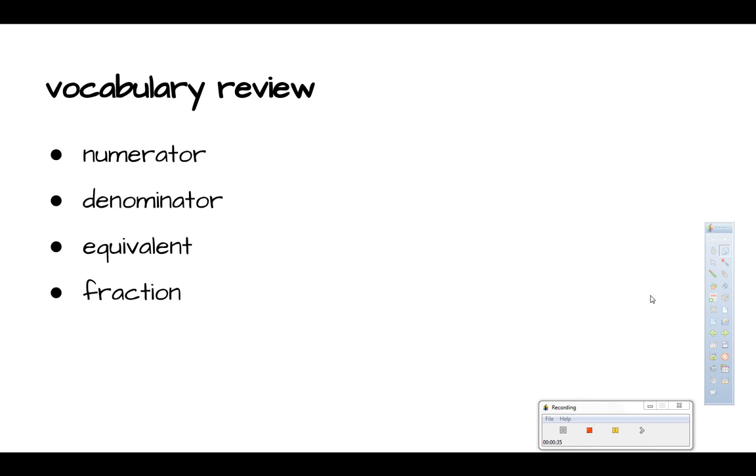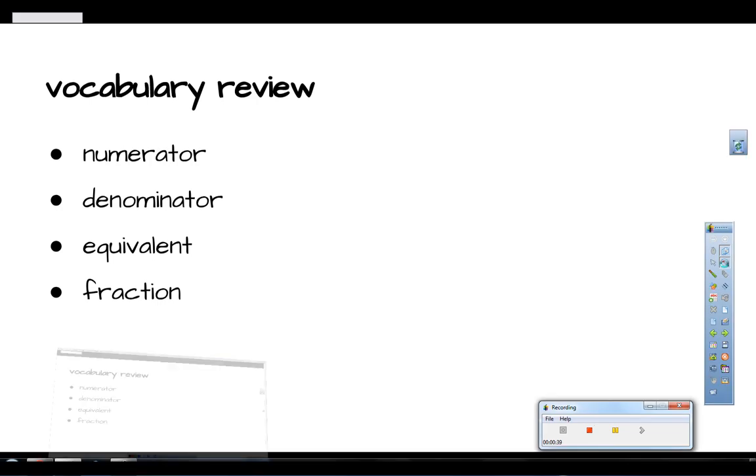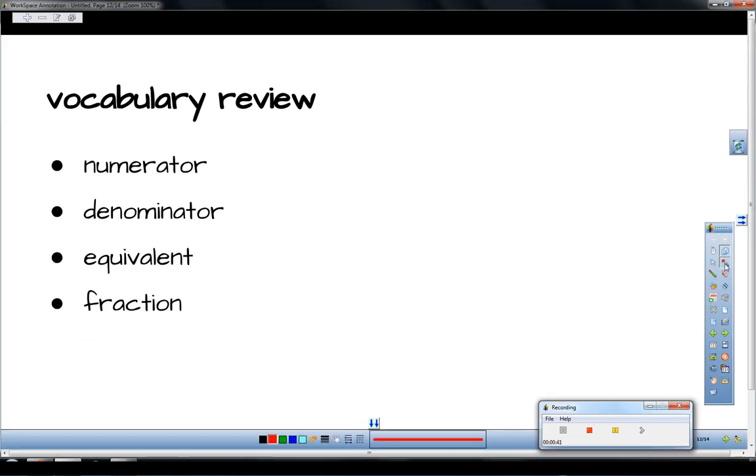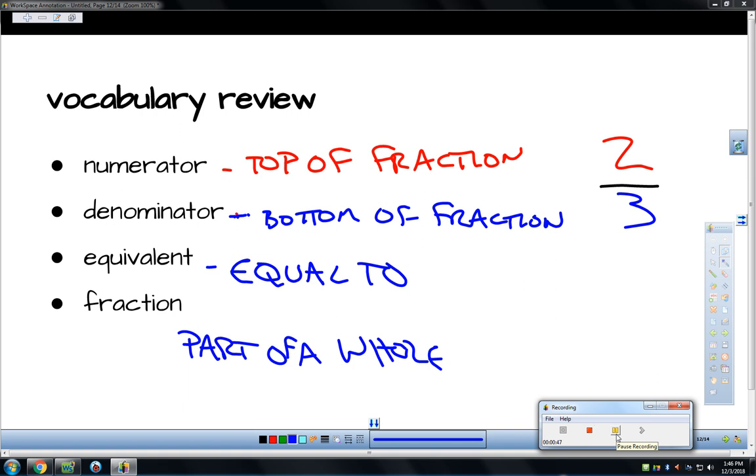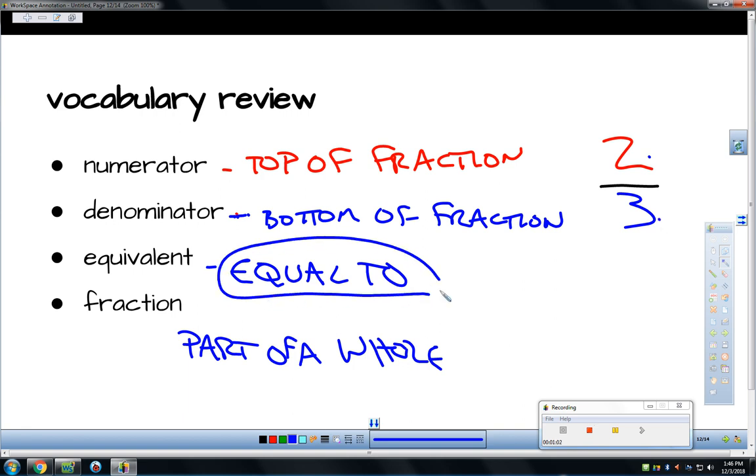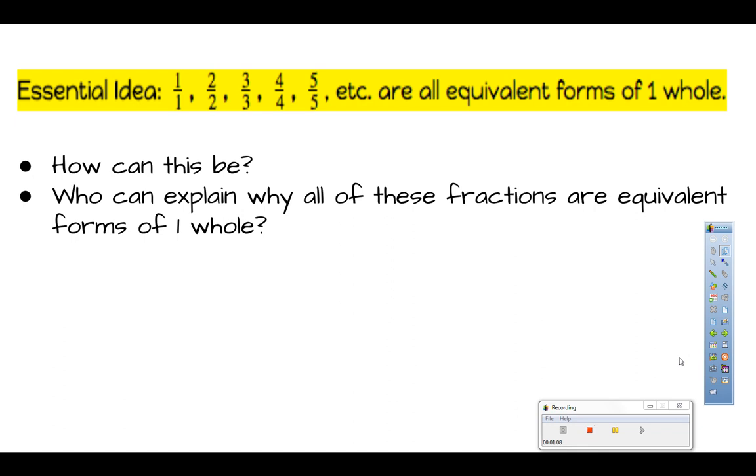So just some quick vocabulary review. Hopefully you're telling yourself what these words mean. You might pause and check yourself, and then I'm going to put them up on the board. All right. So a numerator is the top of a fraction. The denominator is the bottom of a fraction. So here we have the fraction 2/3. Numerator 2, denominator 3. Equivalent is a fancy word that just means equal to, and a fraction is a part of a whole. So, in your notes, let's highlight this essential idea.